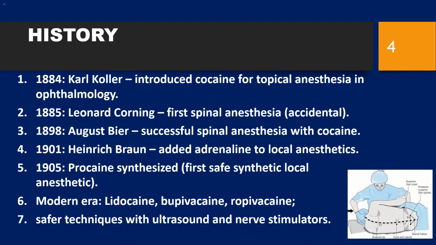3. 1898. August Bier successfully used spinal anesthesia with cocaine, demonstrating the potential of regional anesthesia for surgical procedures. 4. 1901. Heinrich Braun added adrenaline to local anesthetics, improving their safety and efficacy by prolonging their effects and reducing toxicity. 5. 1905. Procaine was synthesized, the first safe synthetic anesthetic, reducing the risks associated with cocaine.